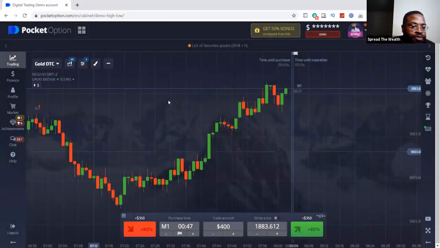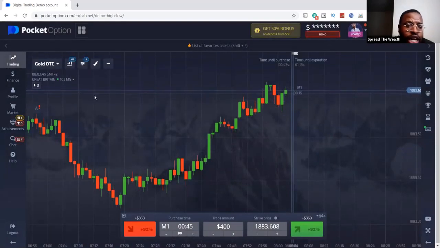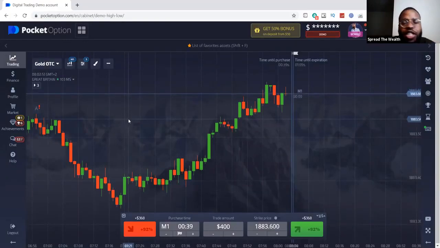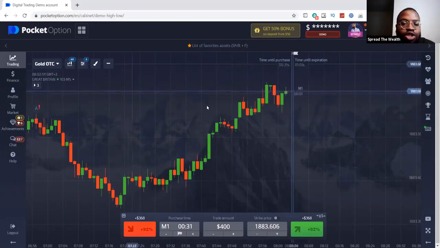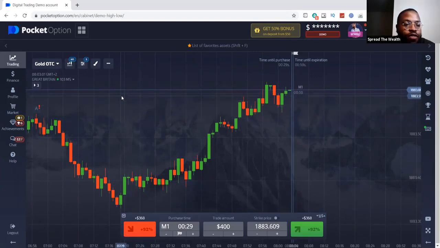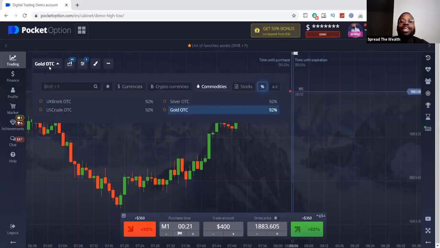Now, what I want to touch on, guys, is how to choose a pair. If someone was to call out a pair, or you're looking at a specific pair, let's say gold, or a specific currency, let's say AUD/USD, you need to identify exactly how to locate that. If you look at the upper left of my screen, you see where it says gold OTC. So right now I am on a commodity.